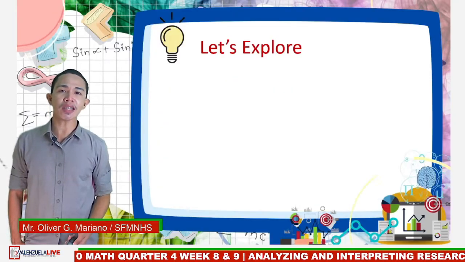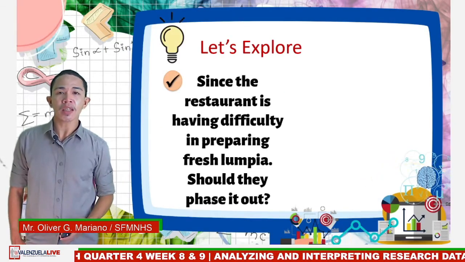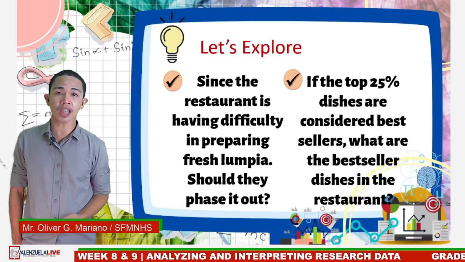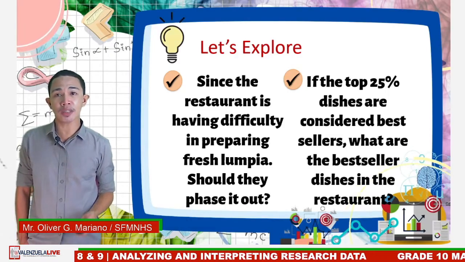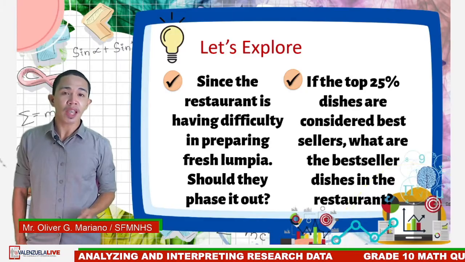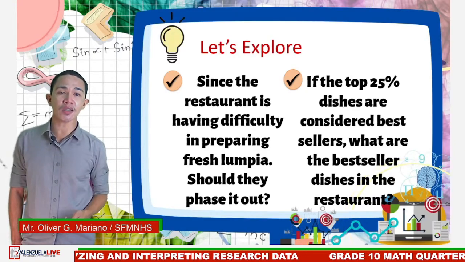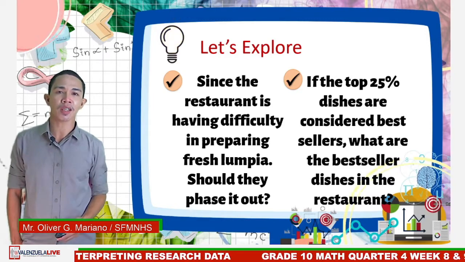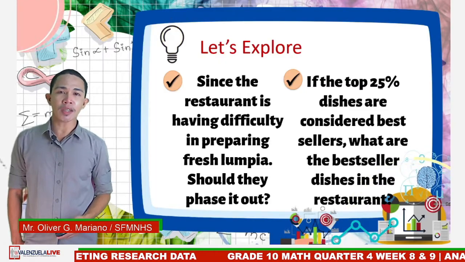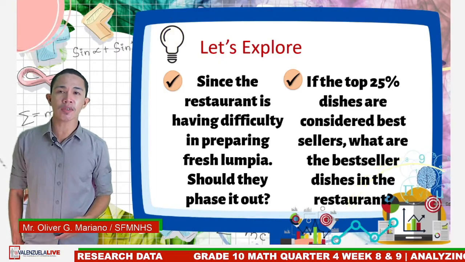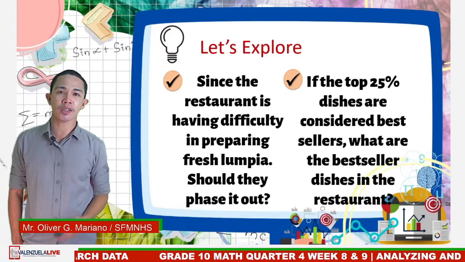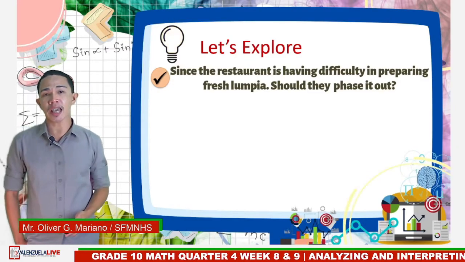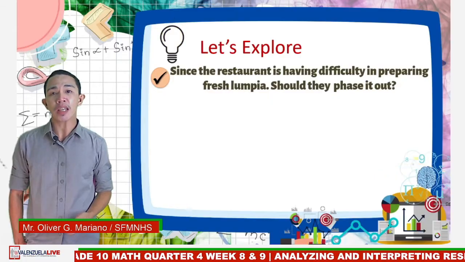Now, the restaurant owner wishes to answer the following questions. Since the restaurant is having difficulty in preparing fresh lumpia, should they phase it out? And if the top 25% dishes are considered best sellers, what are the best seller dishes in this restaurant? To address these questions, we need to make use of measures of position. Let us concentrate on the first question. Since the restaurant is having difficulty in preparing fresh lumpia, should they phase it out?